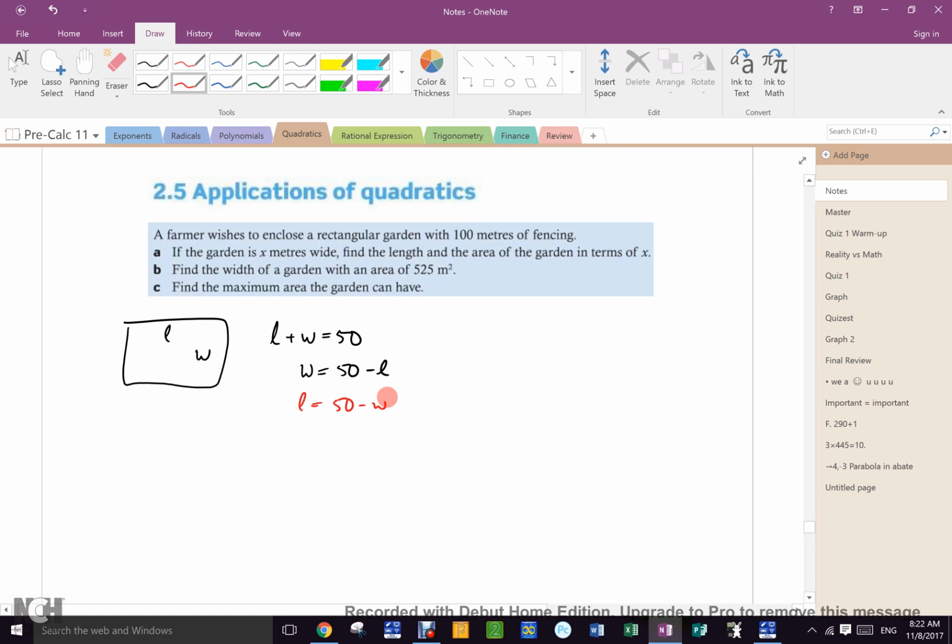Oh, I should have read the question, hey? The question says that X is supposed to be width. So what should we do with these letters? Instead of W and L, what should we use? X and Y. And where should the X go? W. So sorry about that, guys. Myers didn't read the question. So this is Y and X.